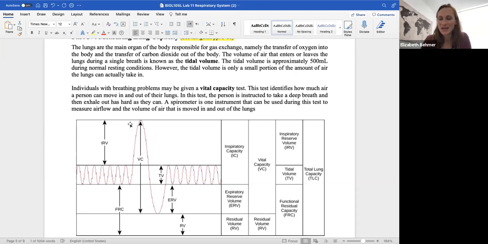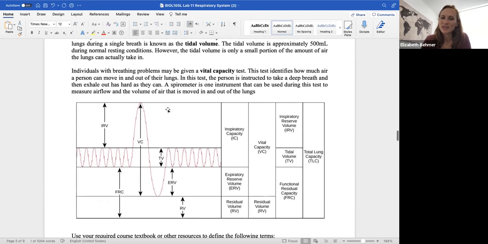dioxide that they contain. So medical professionals have a way to measure the volume of air that's inspired and expired, inhaled and exhaled. And we divide or describe the different quantities of air that are inhaled or exhaled using a chart that looks like this.